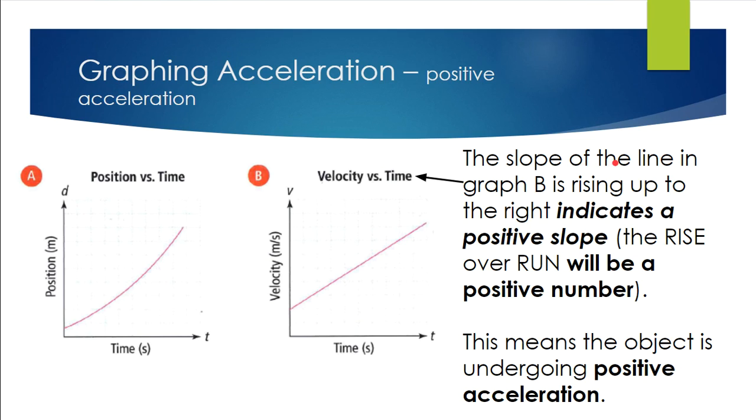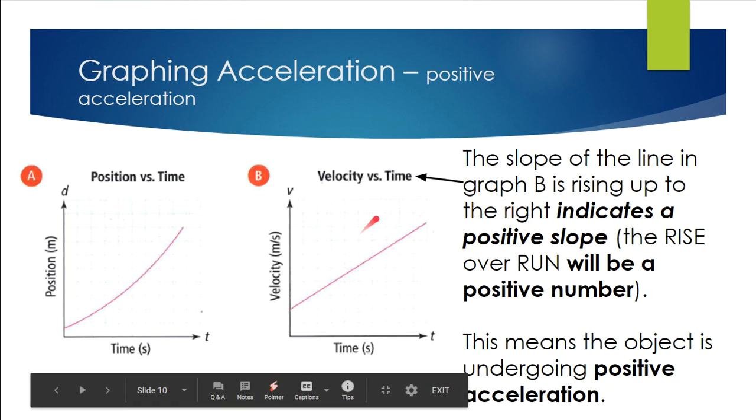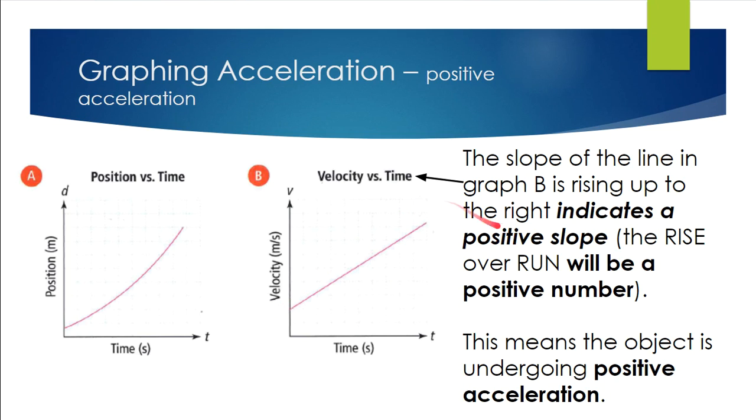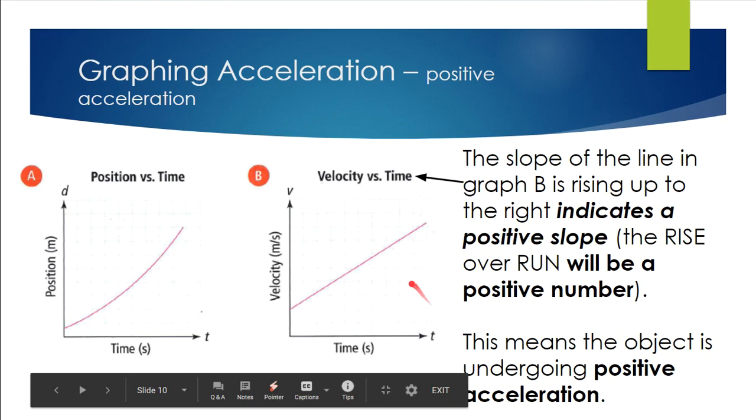The slope of the line in graph B is rising up to the right, which indicates a positive slope. If it's rising up, it's positive. The rise over the run will be a positive number. This means that the object is undergoing a positive acceleration.